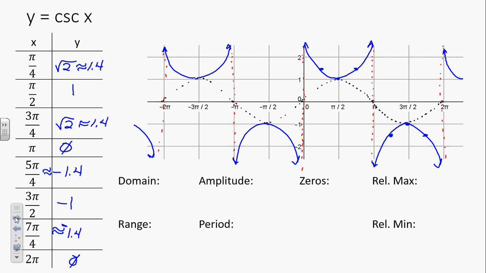Make sense? Do you see why having that pattern, that sine wave there, is going to be helpful? Because it kind of gives you a guide to know what's going to happen here. All right, domain.